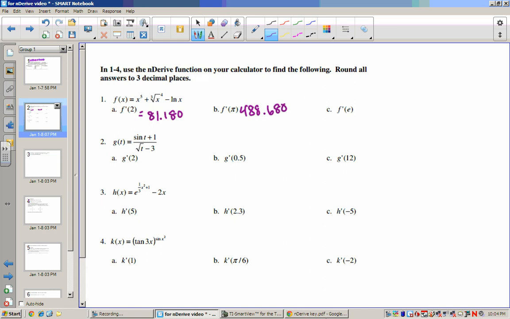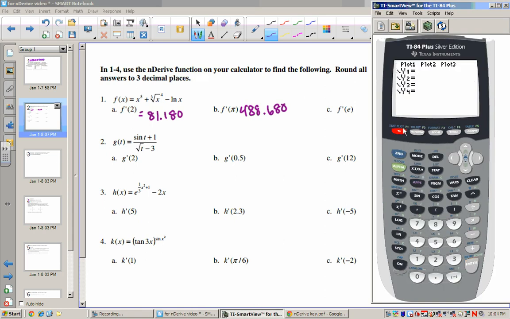Now I want to show you one more way to do this, which is to actually put that equation into y equals, because it's a pretty messy equation.